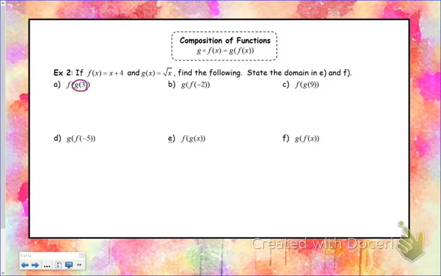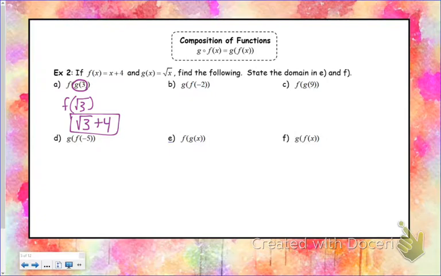So to evaluate g of 3, I would plug in 3 for x into the g function, which gives me the square root of 3. So I replace that with the square root of 3. Now I'm evaluating f of the square root of 3. In the f of x function, everywhere there's an x, I replace it with the square root of 3. This doesn't simplify anymore, so I would leave it here.